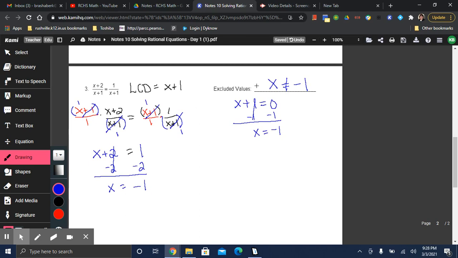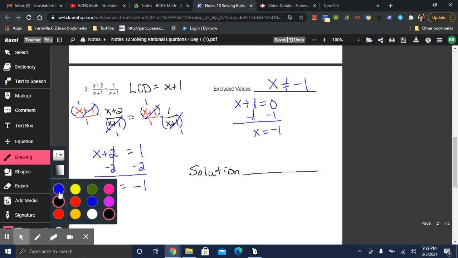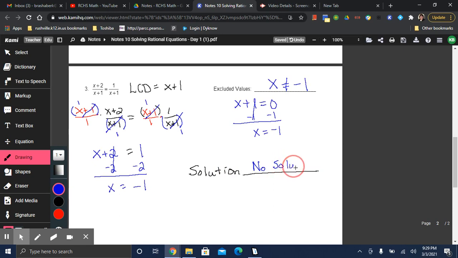But I look up here and I see that I've already determined that my x cannot be -1, and yet that's what I got for a solution. So in this case, my solution is actually not possible. And so my solution I will state as no solution. Even though I did do the correct work, it's a value that we had to exclude. And so my answer is no solution because it was an excluded value.